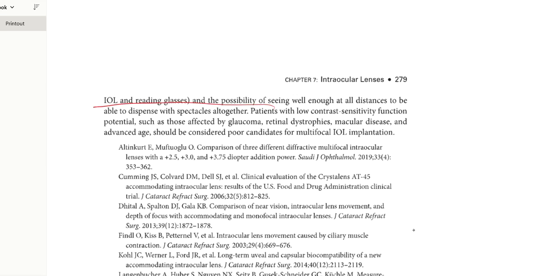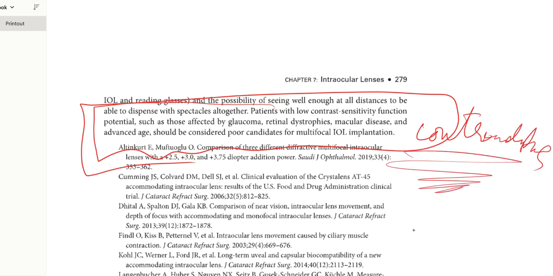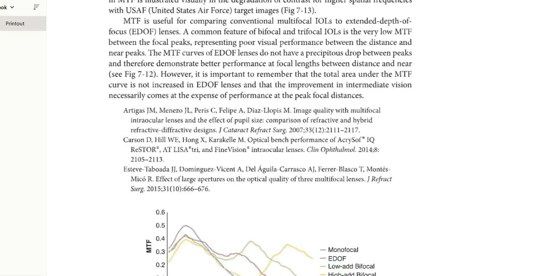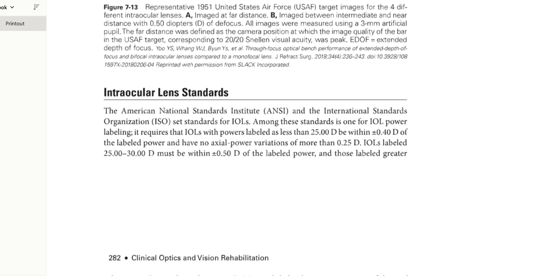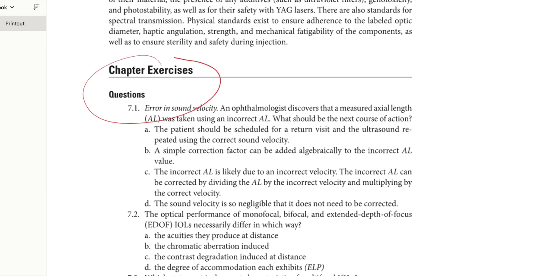Again mentioned here which patients are not suitable for multifocals. Contraindications. You can leave this topic. You can leave this exercise.